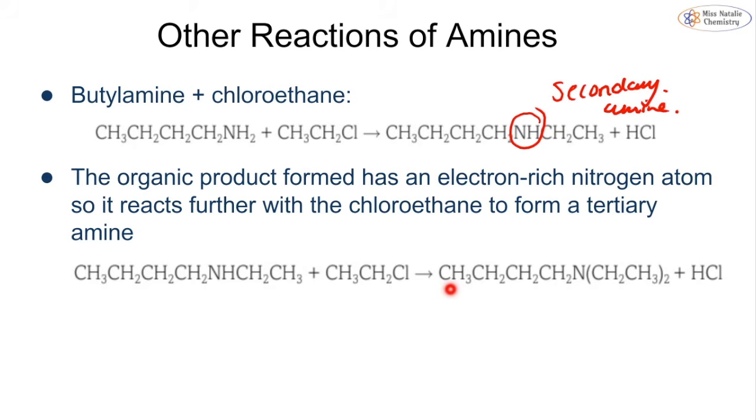The issue with this is very similar to the reaction with the primary amines, is the fact that this secondary amine still contains this electron-rich nitrogen, so it can actually further react with the chloroethane using this lone pair to form this tertiary amine. And we can see that because we have got three alkyl groups.